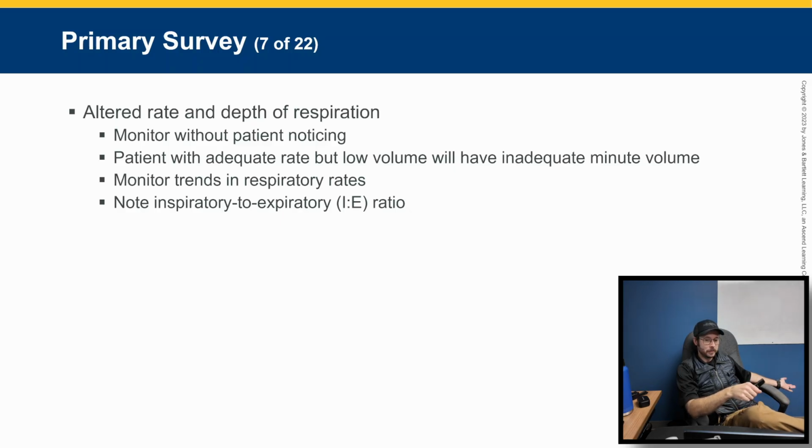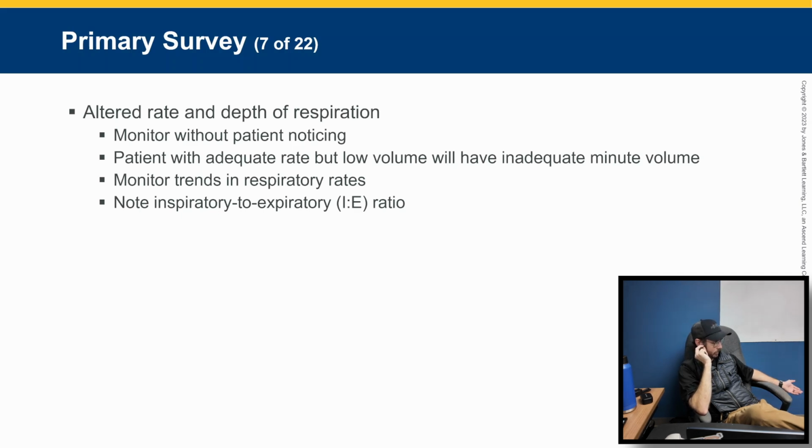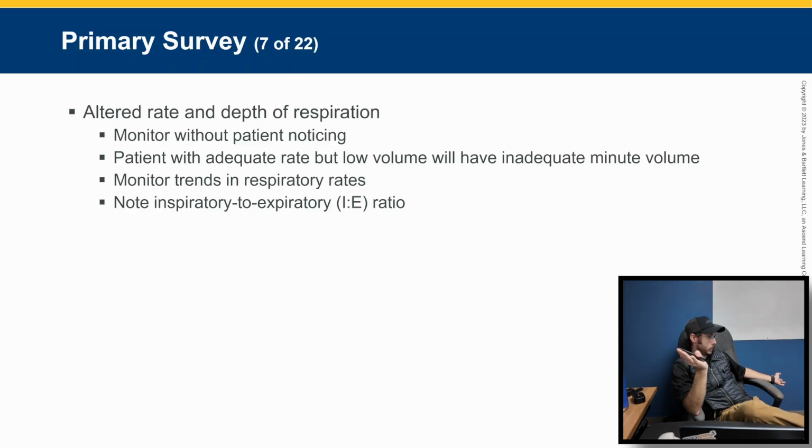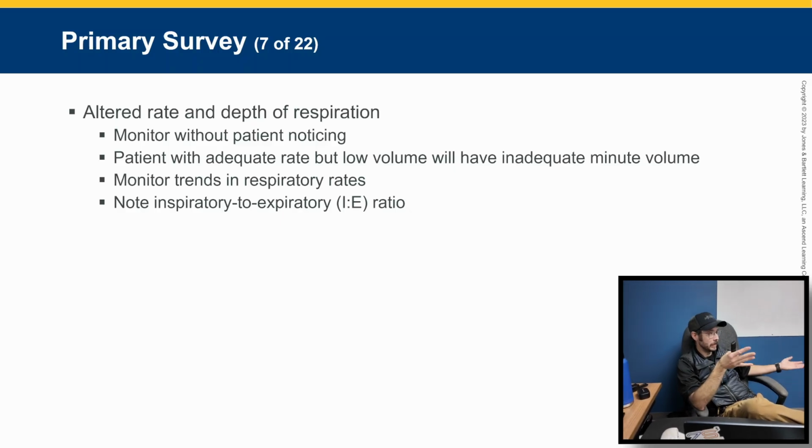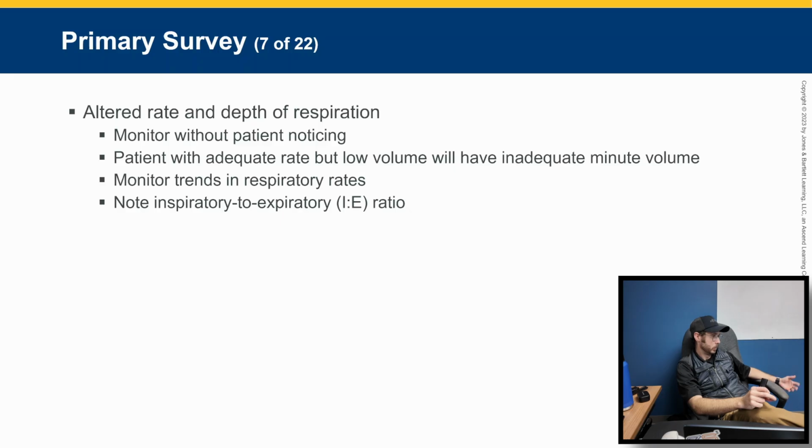Altered rate and depth of respiration. Remember our I to E ratio that we talked about? Right. So alterations with that. What is it typically? 1 to 2. So typically, we'll just say for simplicity's sake, 1 second of inhalation, 2 seconds of exhalation. It could be in any arrangement that gives you that same ratio. It could be a half a second and 1 second.